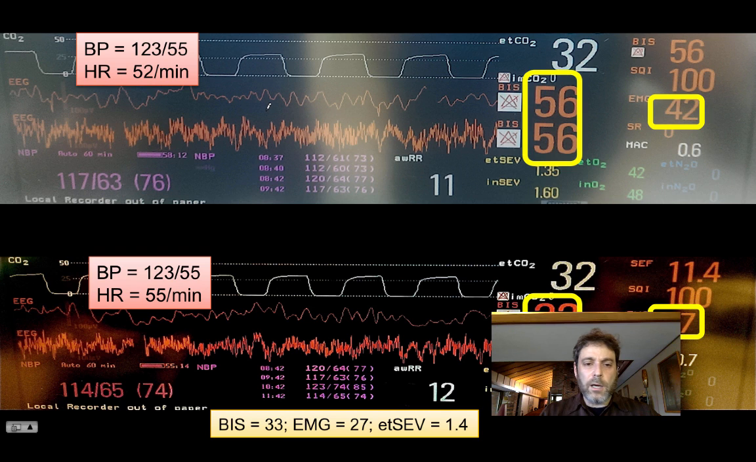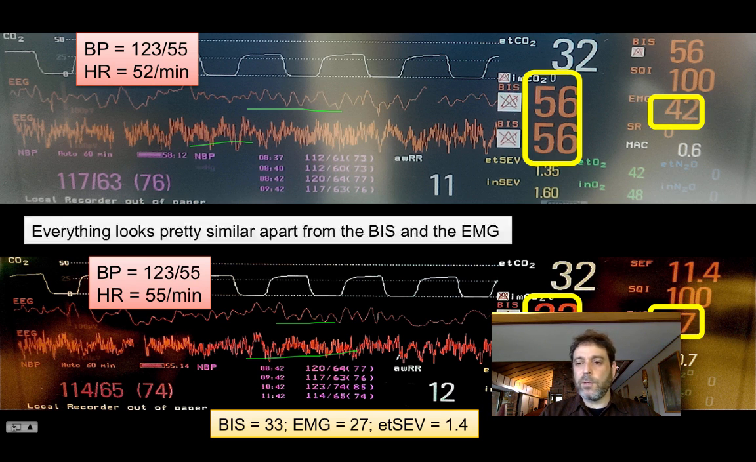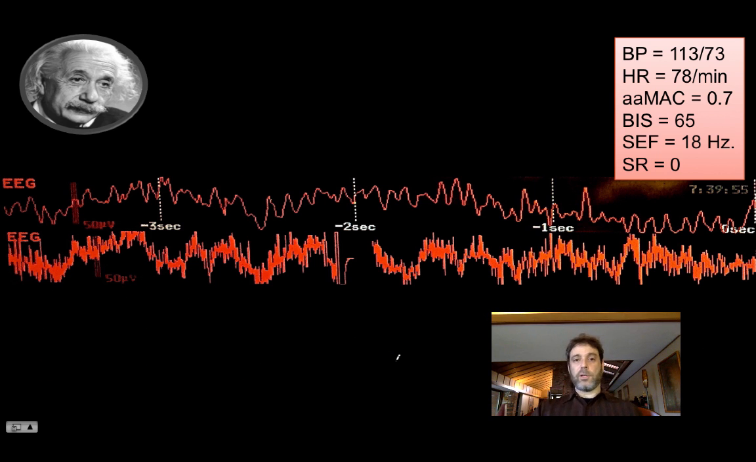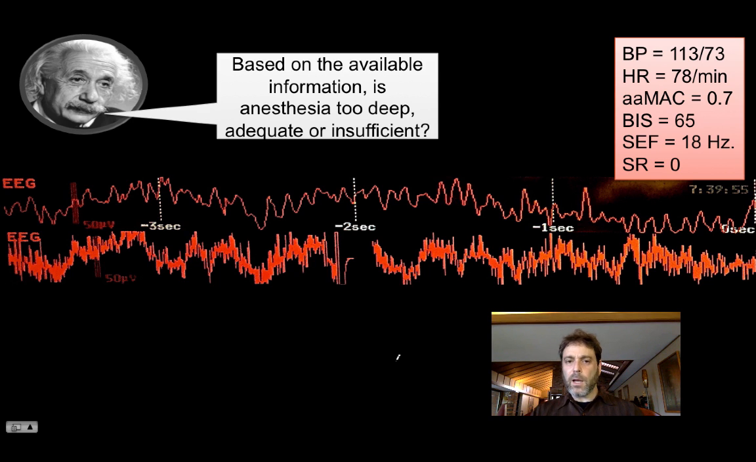EEG, both in terms of the faster sweep speed and the slower sweep speed, look very similar in these two examples, and the only thing that's really different between these two is the BIS value and the EMG. So that's what accounts for the differences between these two. Okay, let's look at this example.